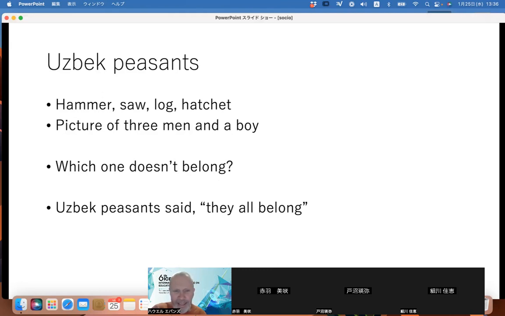I think log is a different one. Yeah, it's a different one. Why is that? Because hammer, saw, and hatchet are used to cut something. But log is just a material. So it's a tool, I suppose, and a log isn't a tool. What about the 3 men and a boy?